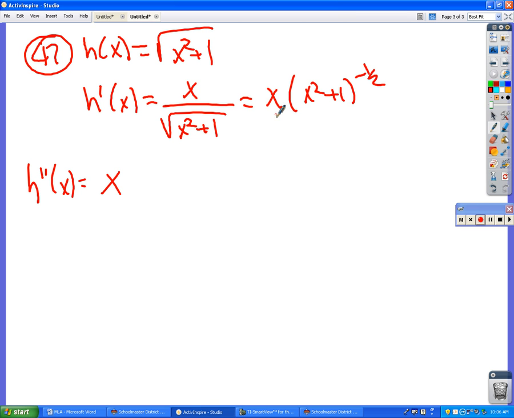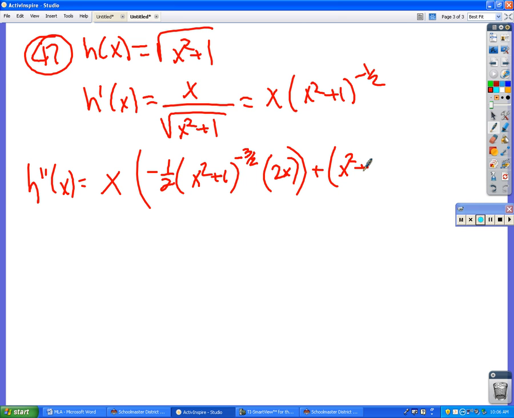So it's the first one times the derivative of the second. So the derivative of x squared plus 1 to the negative 1/2 is negative half times x squared plus 1 to the negative 3/2 times 2x. First one times the derivative of the second plus the second one times the derivative of the first, right?